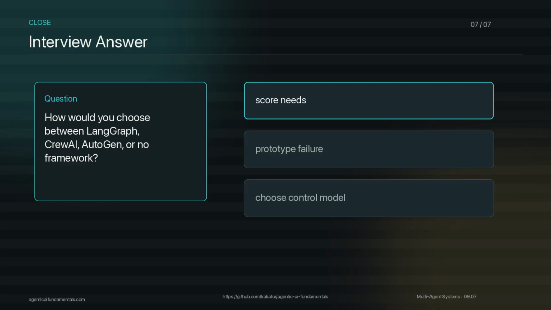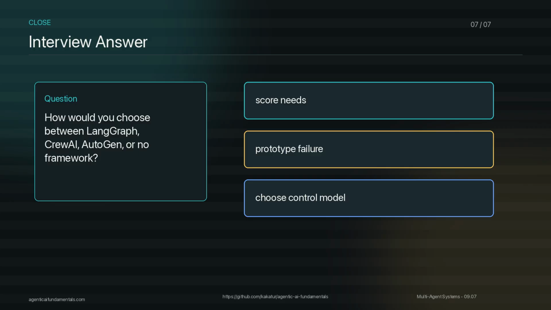Use this as the interview answer. I would compare multi-agent frameworks by workflow shape, not popularity. If I need explicit state, routing, checkpointing, and resume, I look at LangGraph. If I need role-oriented task delegation, I look at CrewAI. If I need conversational agent collaboration, I look at AutoGen. Then I prototype the hardest failure mode, not the happiest demo. And if typed functions or a queue solve the problem, I do not add a framework yet.